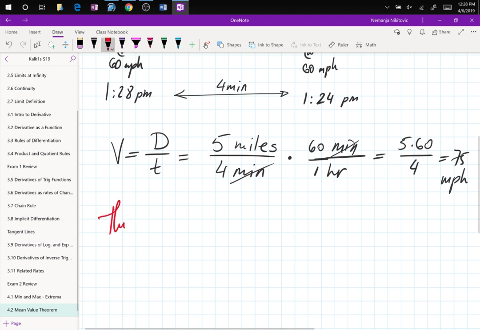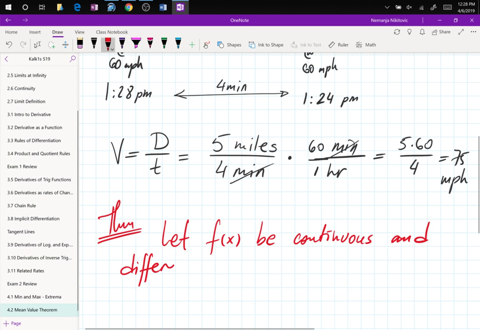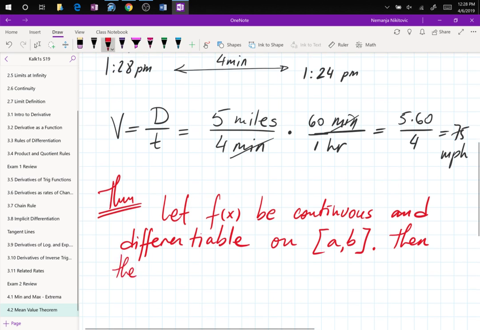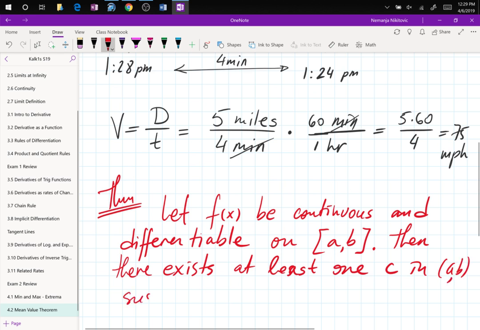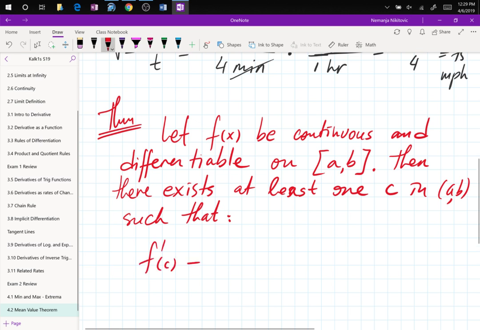So what is the theorem that we are learning? The theorem says, let f of x be continuous and differentiable on interval a, b, then there exists at least one c in a, b such that the derivative at c is equal to f of b minus f of a divided by b minus a.